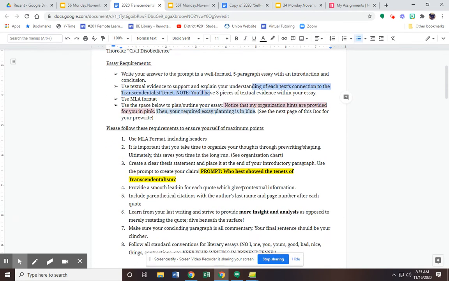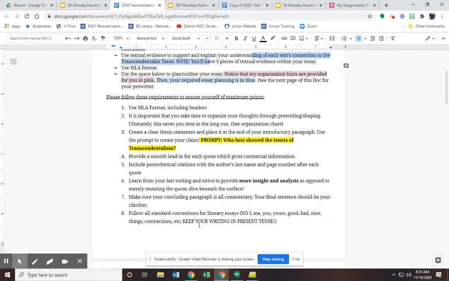These are just some general writing reminders. So MLA format: do you feel comfortable doing MLA, or do you want to do that together at the end of the hour? Either way, we can do it together. Again, this is just saying make sure you have a clean claim. Use your prompt to develop your claim.